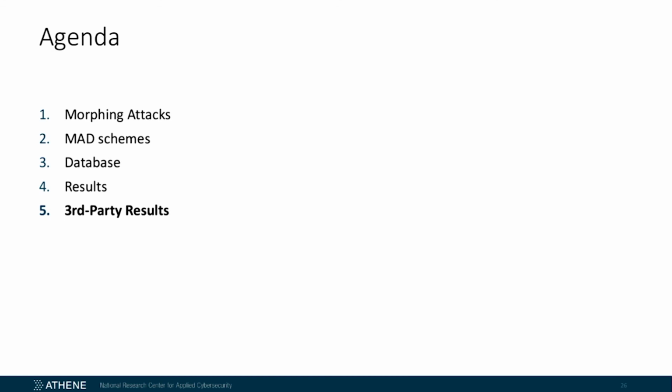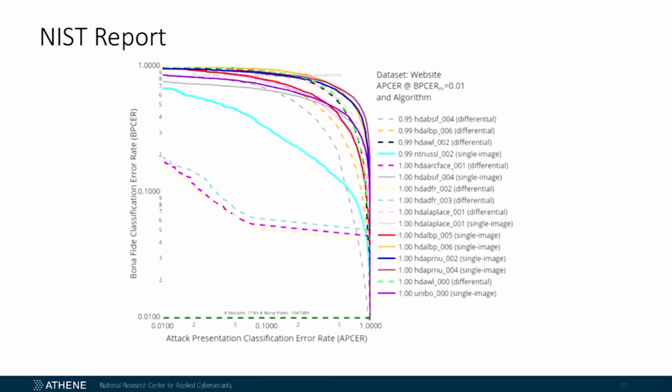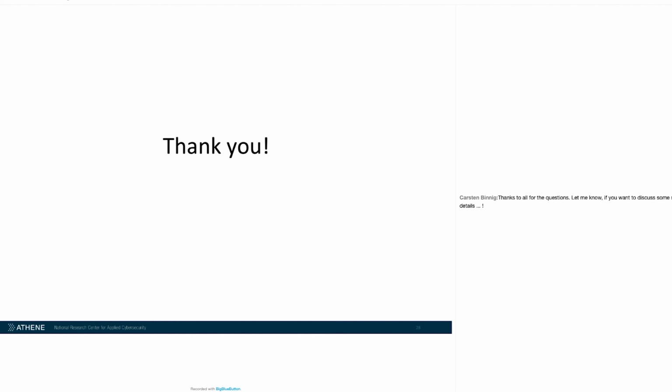And if you do machine learning, it's always important to verify your results on different databases. So we handed this algorithm in for the NIST morphing report. And here you can see in this bluish and the yellow line, they are the HDA DFR, so deep face representation algorithms, and they are below all other algorithms besides HDA ArcFace, and HDA ArcFace is just ArcFace used as deep face representations. So that's it from my side.